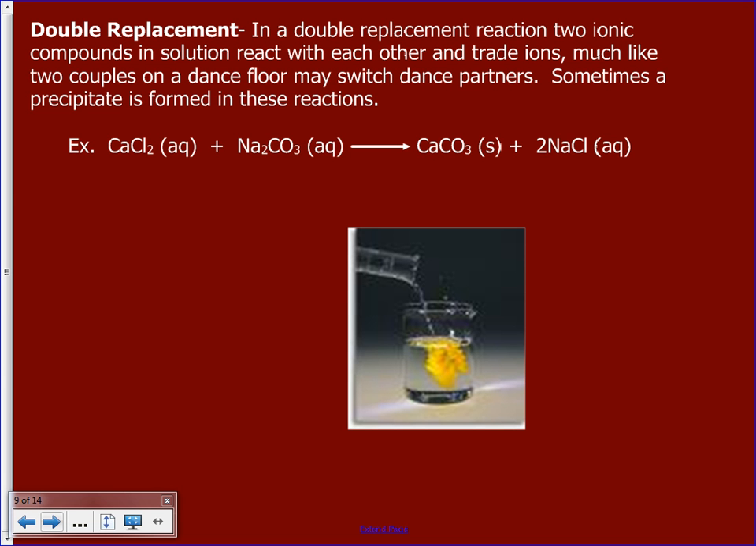How many carbonate here? 1. Carbonate is CO3. How many CO3s are there? 1. There's 3 oxygens in carbonate. Carbonate is CO3. There's only 1 carbonate here. You guys follow the difference? Over here, there's still only 1 carbonate molecule.